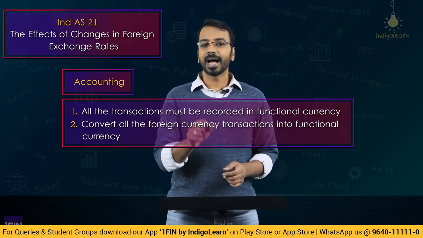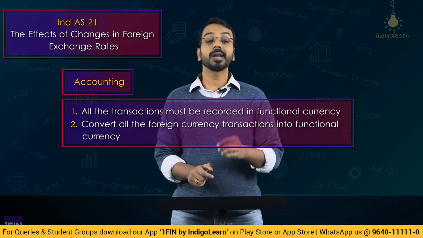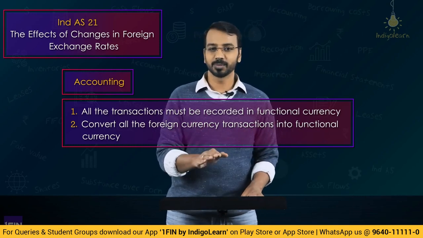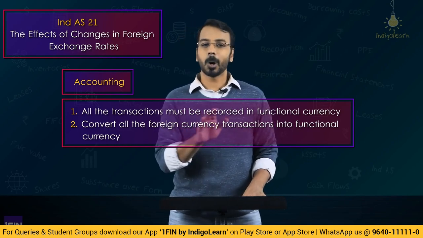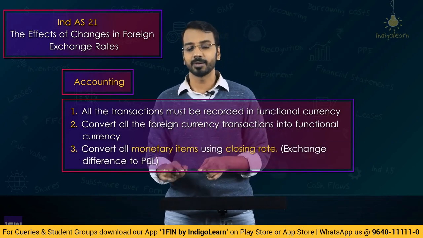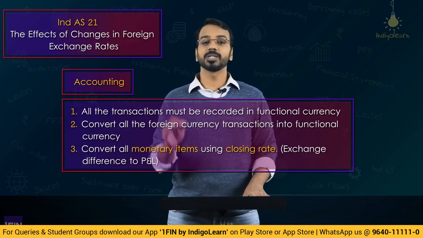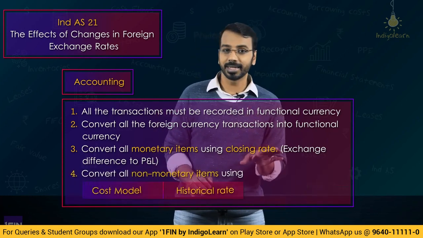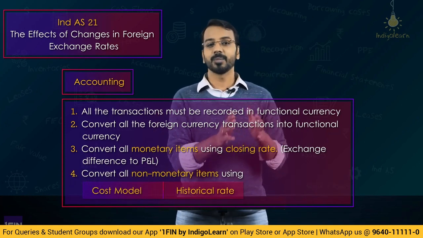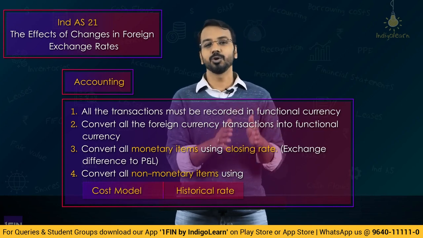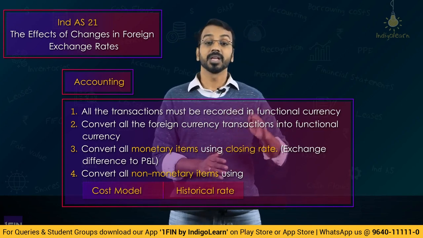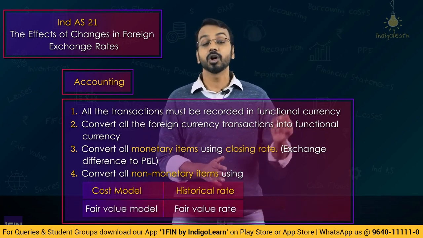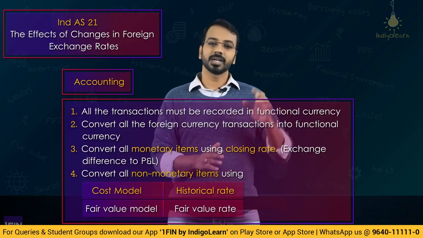Then subsequently, either at the end of the reporting period or at the time of settlement, the entity needs to measure the foreign currency items. Okay, now the items can be monetary items or non-monetary items. If they are monetary items, the remeasurement will happen using the closing rate, and any exchange difference will be taken to the P&L. If they are non-monetary items, if they are measured using historical rate, you will continue to use the historical exchange rate. If they are measured using the fair value approach, then in that case, you will take the exchange rate of the date on which the fair value was determined.